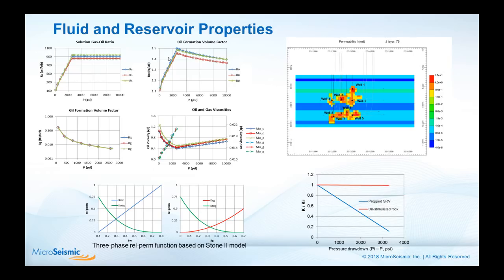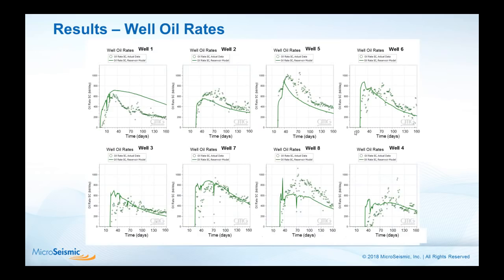Again, if you are not familiar, relative permeability curves describe how oil, gas, and water flow relative to each other in the reservoir, while the rock compaction curve characterizes how fracture conductivity reduces with a reduction in pore pressure, which is equivalent to an increase in confining pressure.